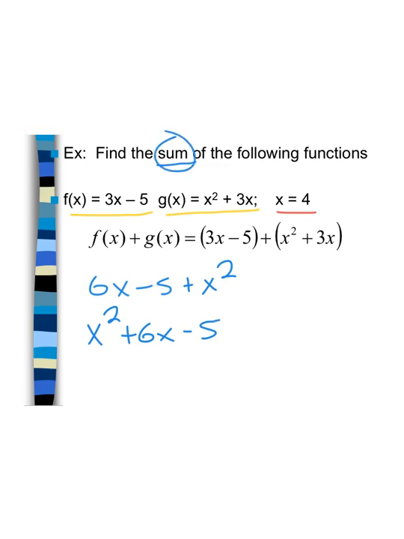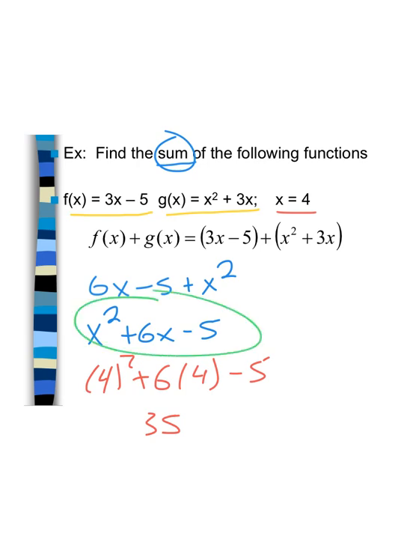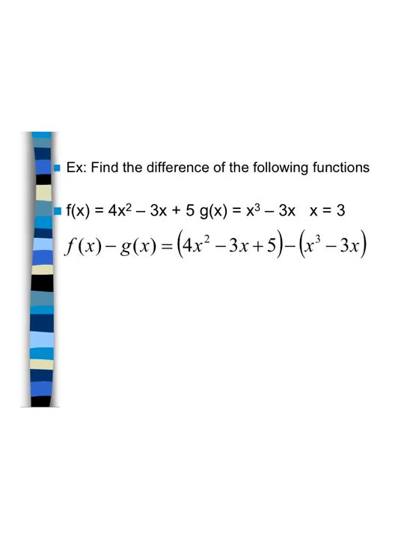Now we're going to evaluate this for when x is equal to 4. So I have 4 squared plus 6 times 4 minus 5, which is 16 plus 24, which is 40, minus 5, gives me a final answer of 35. So I have two answers here. I have the sum of my two functions, and then I have my value when I evaluate the function for 4.